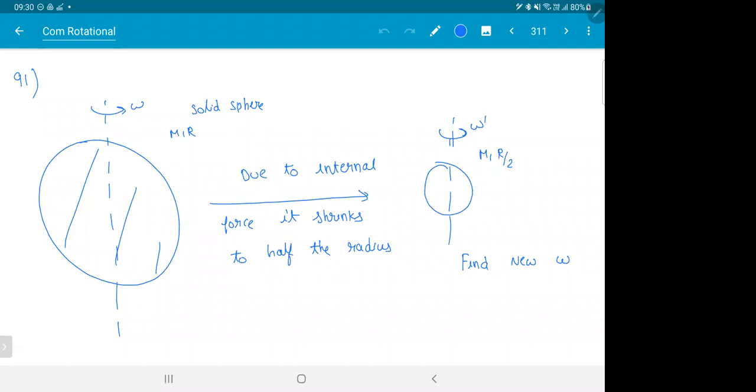Yeah. So, the last thing that we did was this problem. A solid sphere of mass m and radius r suddenly shrinks to half the radius. So, find the new omega.